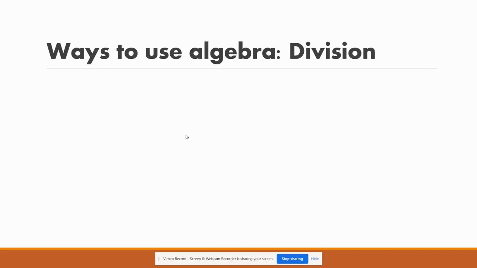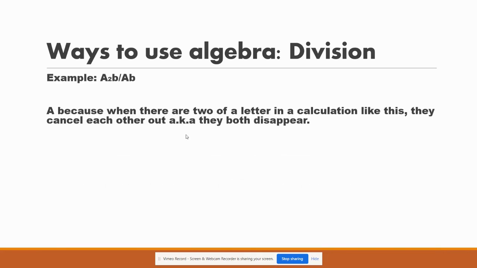But here's a bit of a harder division for you. A squared b divided by ab. The answer is a, because when there are 2 of a letter in a calculation like this, they cancel each other out, so they both disappear. Remember, a squared means there are 2 a's here, so one of those a's will be cancelled out, so it will turn into ab divided by b, and then both these b's will cancel out, leaving just one a.